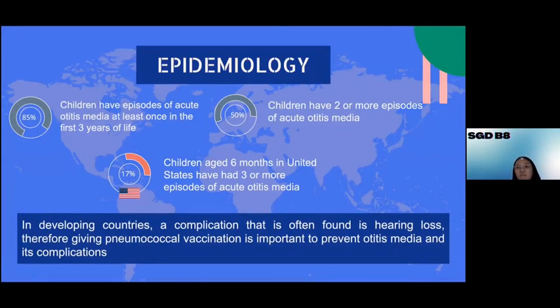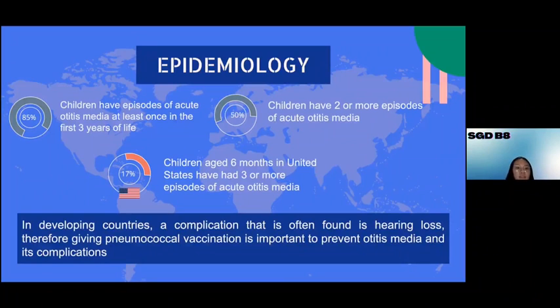Hello everyone, my name is Joko Desina dari Pemayun with my last three digits 165. So about epidemiology, nearly 85% of children have episodes of acute otitis media at least once in the first 3 years of life, and 50% of children have 2 or more episodes. Children who suffer from otitis media in the first year have an increased risk of chronic otitis media or recurrent otitis media. The incidence of disease tends to decrease after 6 years of age.